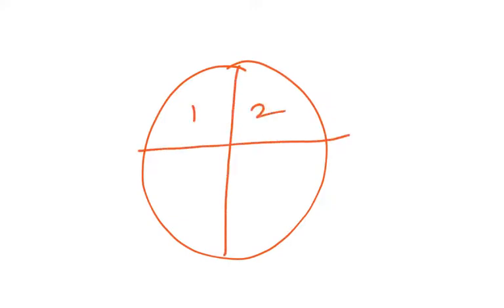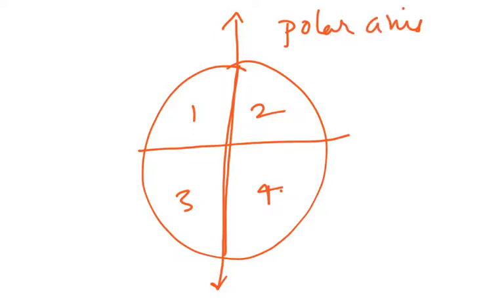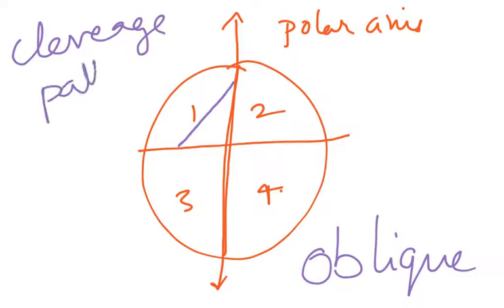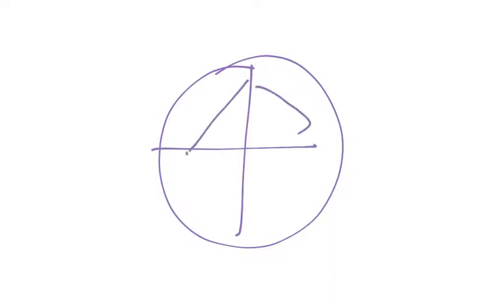This is the 4-cell stage. At the 4-cell stage, this is the polar axis of the embryo. This is called the polar axis. If the cleavage pattern is oblique to the polar axis, this is the keyword to learn spiral cleavage. Such oblique cleavage divides that particular cell into 8 cells.